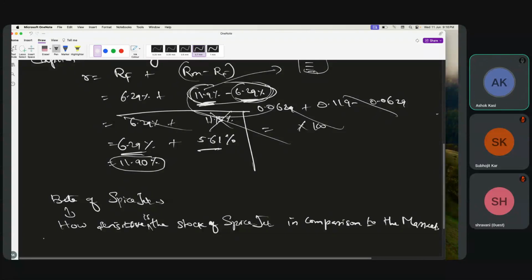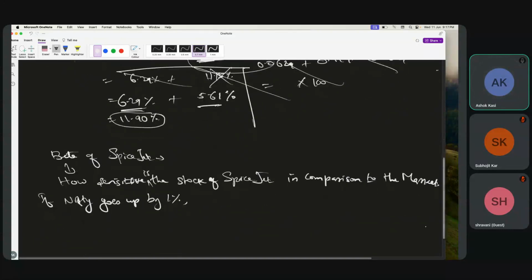That means if the market, meaning Nifty, goes up by 1 percentage, by what percentage will SpiceJet go up? That is called beta.